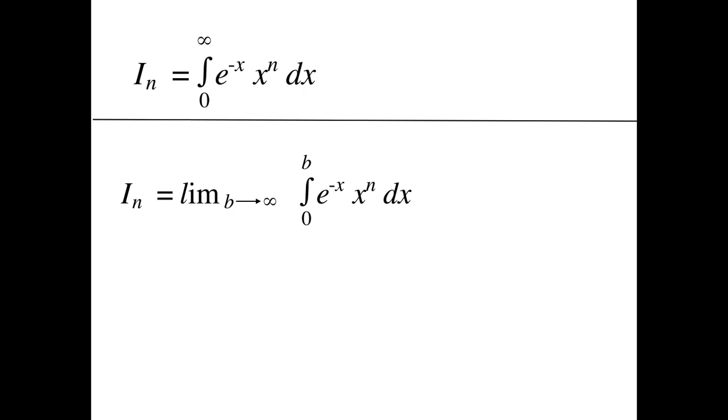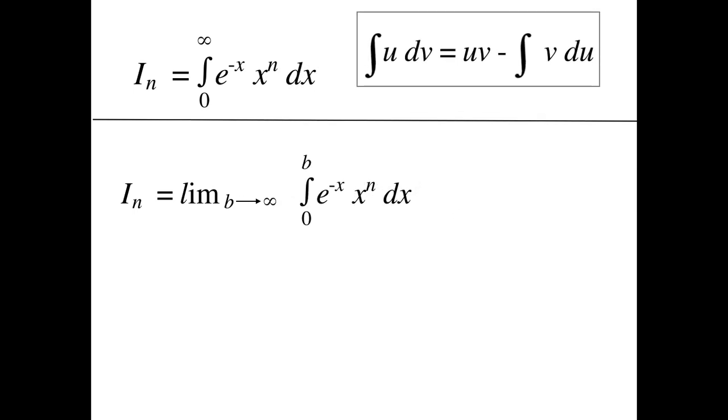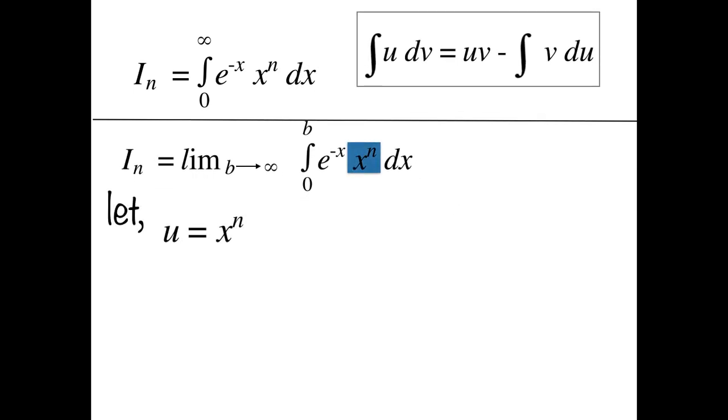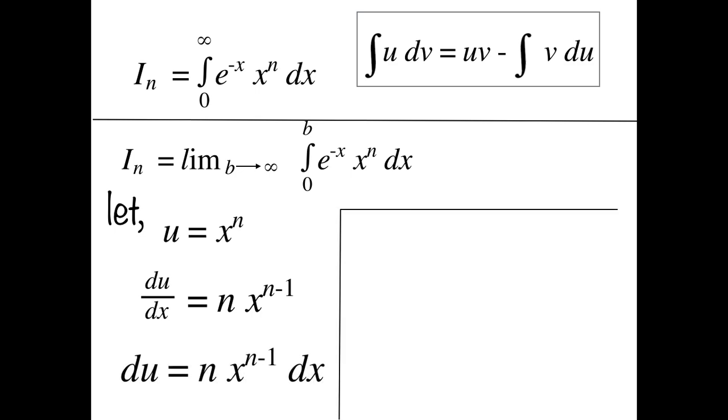You all might know the concept of integration by parts, right? The integration by parts formula is: integral of u dv is equal to uv minus integral of v du. Now for this, we have to select what u and dv are. Let us say that u is equal to x to the power n, and when we take its derivative, we get du equal to n times x to the power n minus 1 dx.